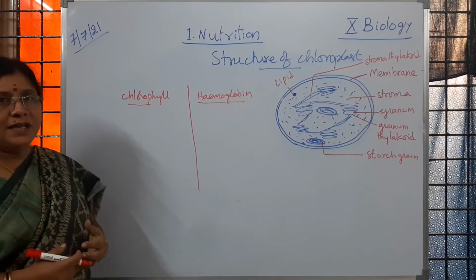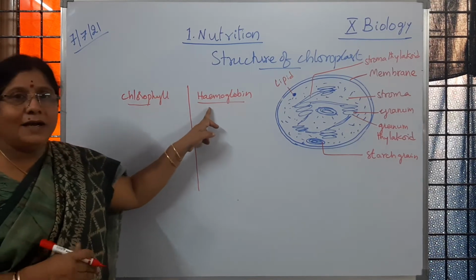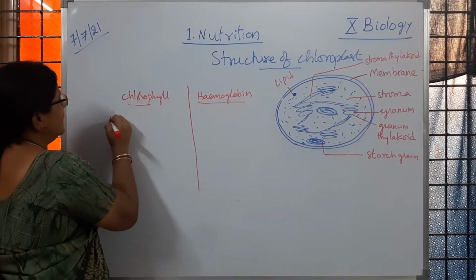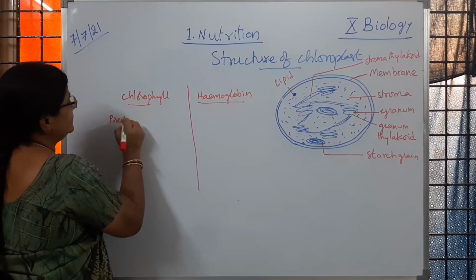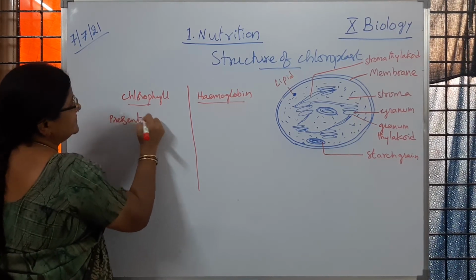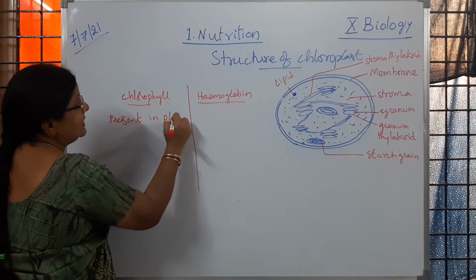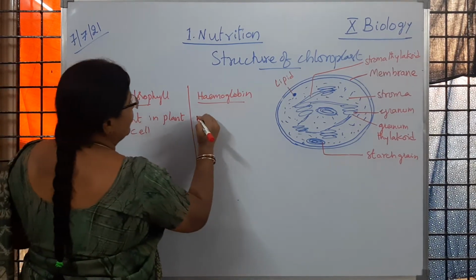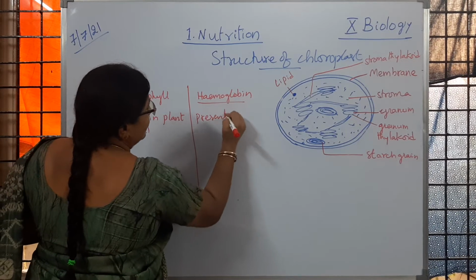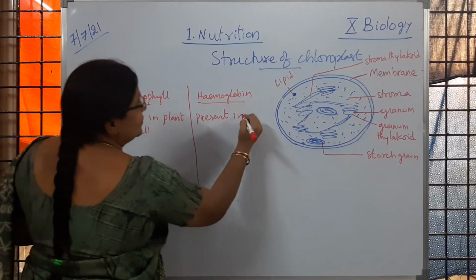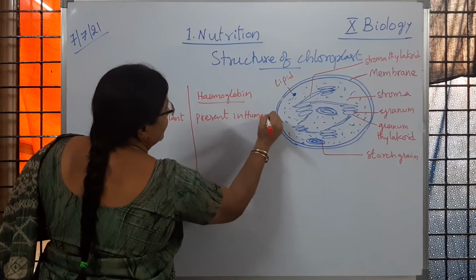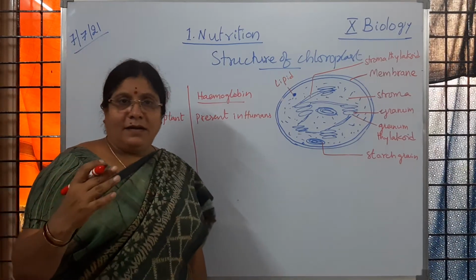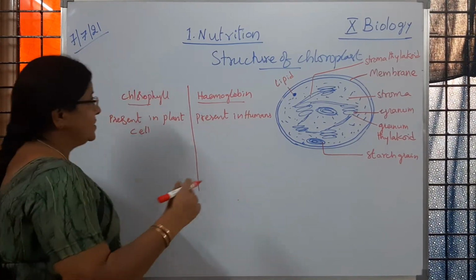Now, how can we write the differences? Chlorophyll is also a pigment and hemoglobin is also a pigment. Is it not, children? Chlorophyll is present only in plant cells. Hemoglobin is present in animal cells, but we can write here human beings. Even some other animals also have blood seen in red color, all mammals. Is it clear to children? So you have to remember that.